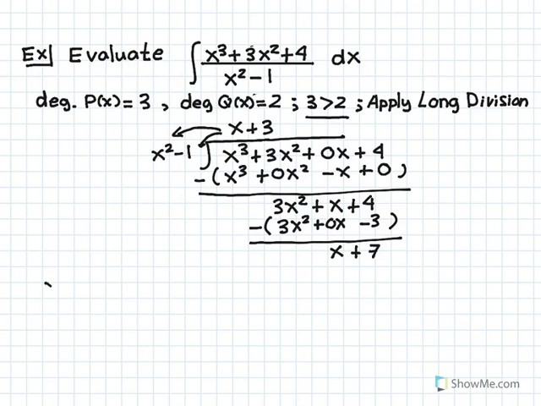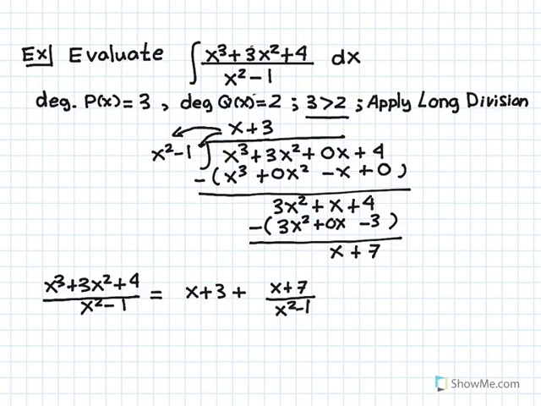So let's rewrite x cubed plus 3x squared plus 4 divided by x squared minus 1. This is equal to x plus 3, the quotient, plus the remainder, which is x plus 7, divided by the denominator, x squared minus 1. This part here, x plus 3, is going to be easy to integrate. It's just a polynomial.